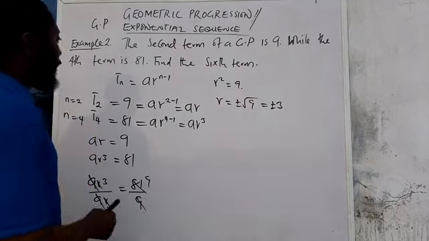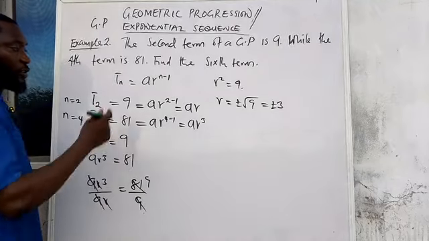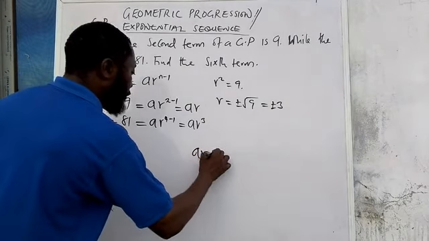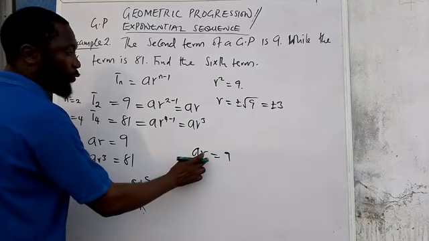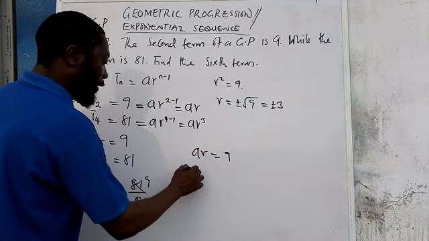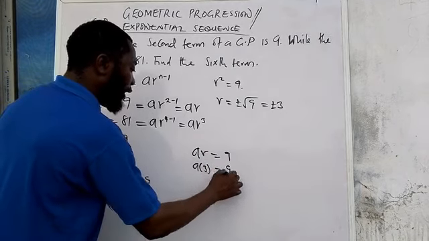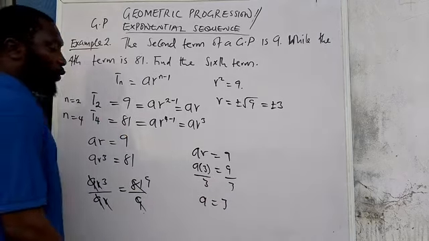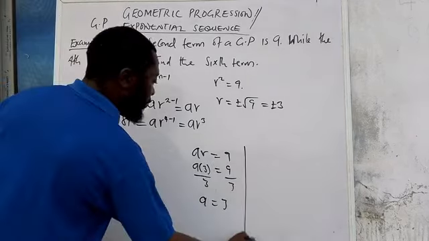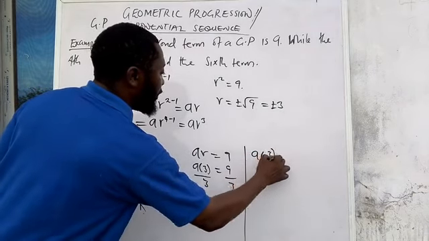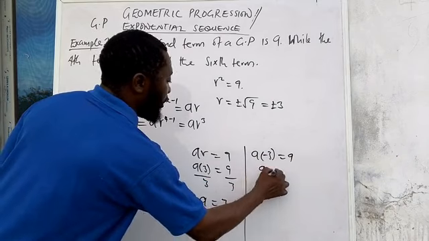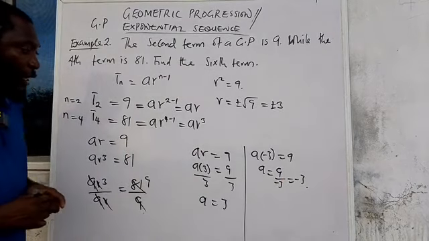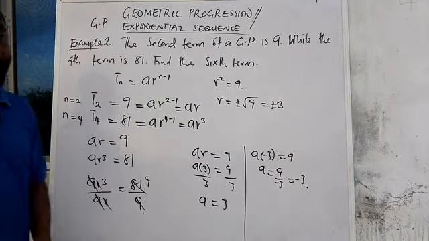Now we have the value of r. We are looking for the value of a. You can put it in any of these two equations. From equation 1, we have ar equals 9. When r equals positive 3, we have a multiplied by 3 equals 9. So divide both sides by 3. So a equals 3. When you decide to use negative 3, we have a multiplied by negative 3 equals 9. So a equals 9 divided by negative 3, and that is negative 3. So meaning our a can be 3 or negative 3.